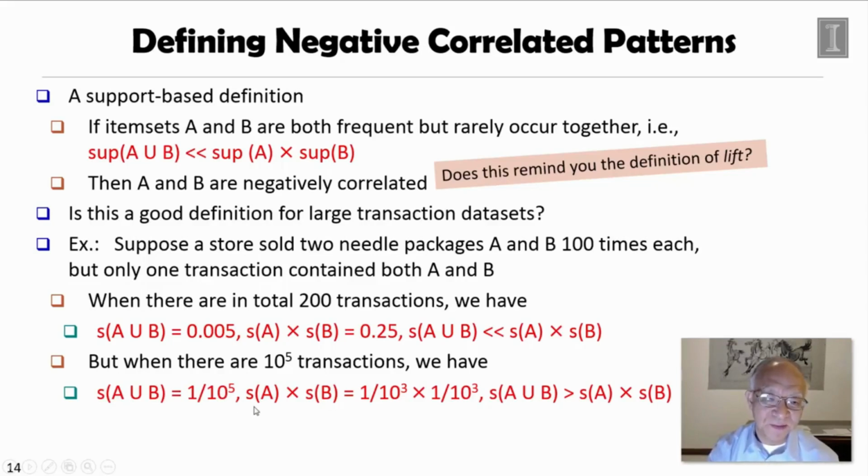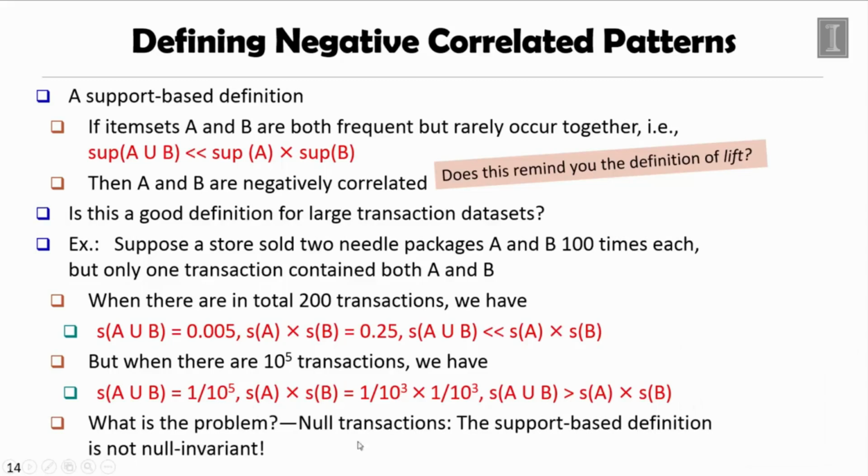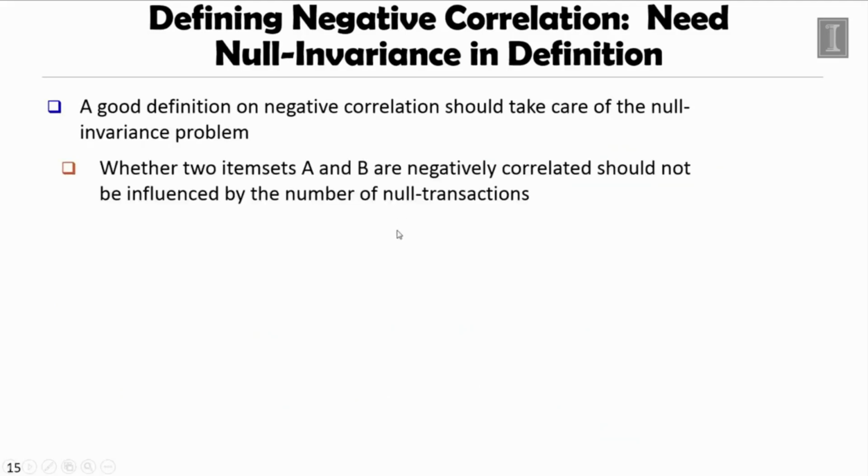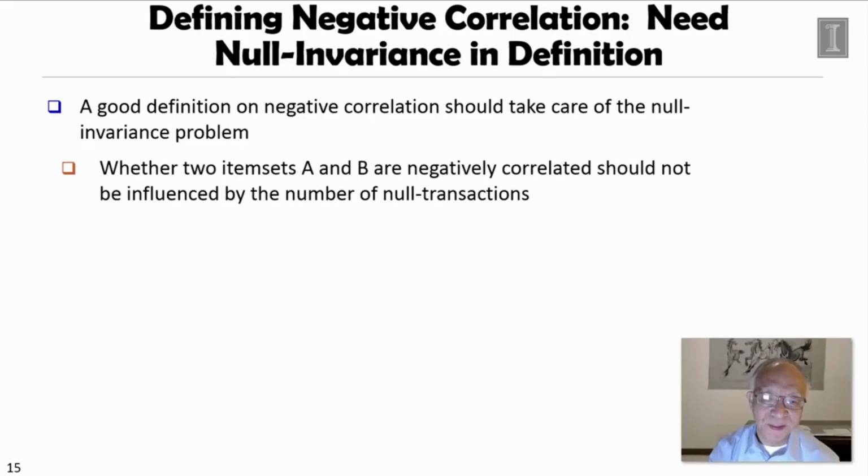Actually, it's not. What's the problem? The problem is null transactions, because there are so many transactions that contain neither A nor B. They are null transactions. So a good definition of negative correlation should take care of the null-invariance problem. That means whether two itemsets A and B are negatively correlated or not, it should not be influenced by the number of null transactions.